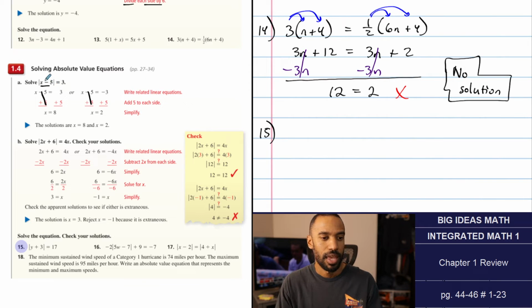We can double check that. 8 minus 5 is 3. Absolute value of 3 is 3. 2 minus 5 is negative 3. Absolute value of negative 3 is 3. So absolute value equations can have more than one solution.